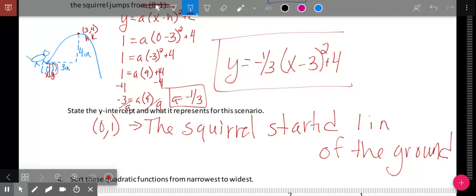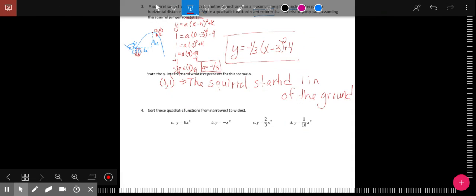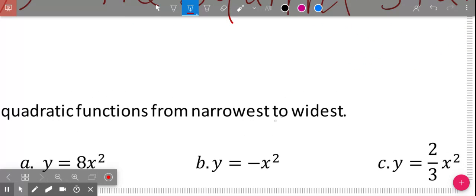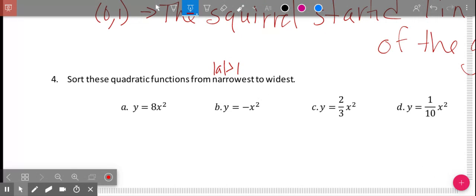All right. Now, looking at the very last one, a little bit of review over our transformations. It says sort the quadratic functions from narrowest to widest. Okay, narrowest means it's going to be a number where the absolute value of the a value is greater than 1. So the bigger number, the narrower it is. So the largest number we have for our a value is 8. So a is going to be the narrowest. The next one that we have, really the only one without a fraction, is 1 or -1. So our b value is going to be the next narrowest.